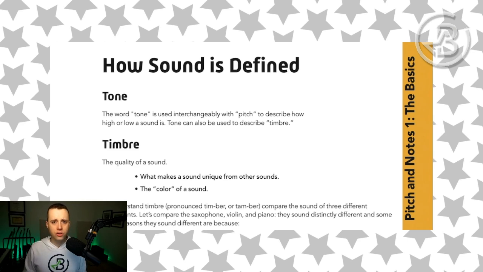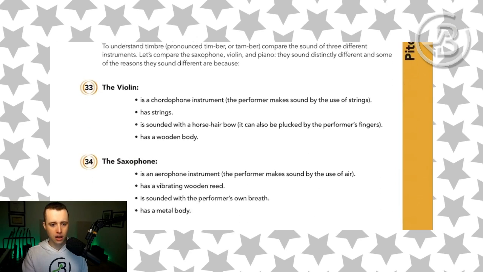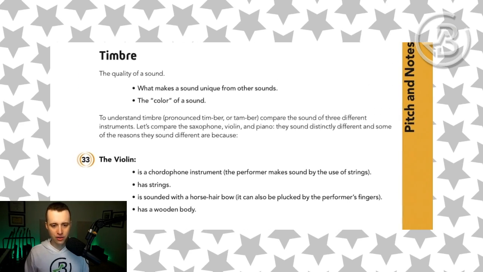Tone also can mean timbre. Now, timbre is very interesting. Timbre means the quality of a sound. So the quality of a sound is what makes a sound unique from other sounds, or it's the color of the sound. So to understand timbre, we're going to listen to 3 different instruments play the same exact pitches in the same exact order at the same exact speed, but you're going to hear a big difference between those 3 instruments, and that's because of the timbre of the instruments.